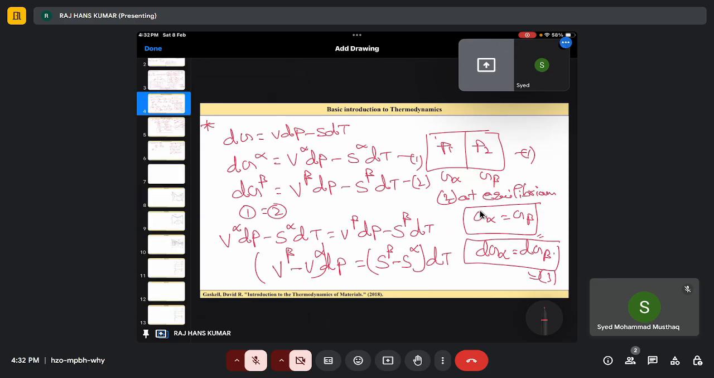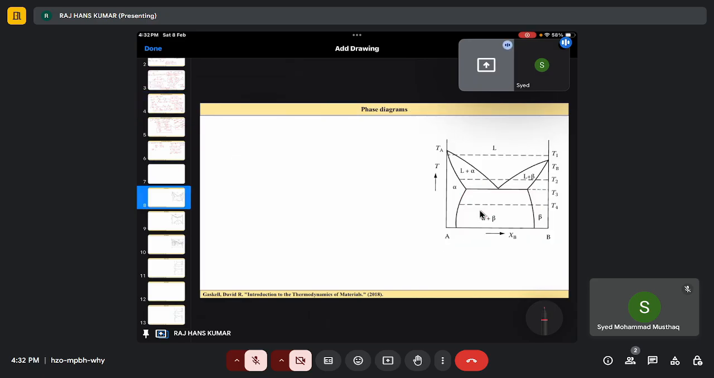So now coming to phase equilibrium and the phase equilibrium diagrams. Now, in the last class we also derived how the free energy will change with respect to composition, right?